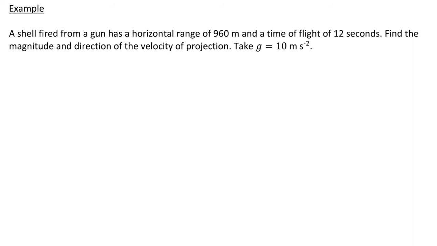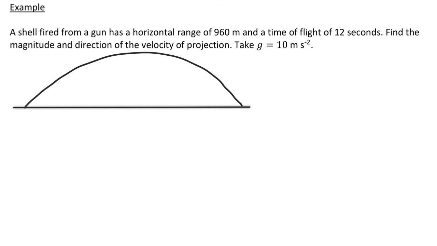A shell is fired from a gun, has a horizontal range of 960 meters and a flight time of 12 seconds. Find the magnitude and direction of the velocity of the projection, taking g as 10. So we've shown the projection of the shell. We know the horizontal distance is 960 meters and t equals 12, and we're taking gravity acting downwards at 10 meters per second squared.